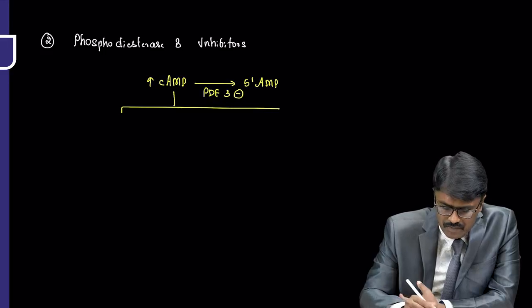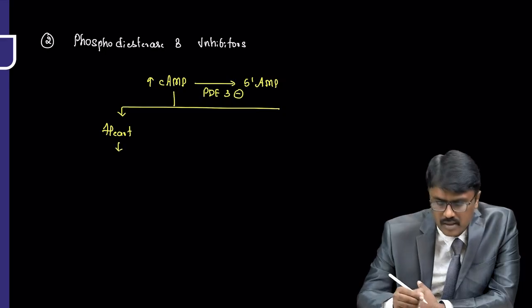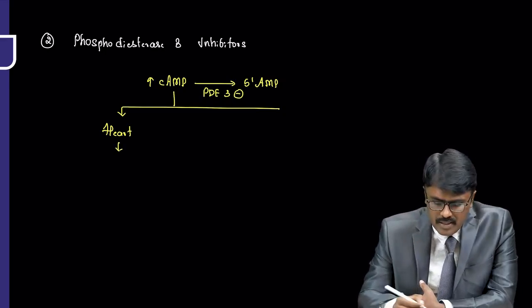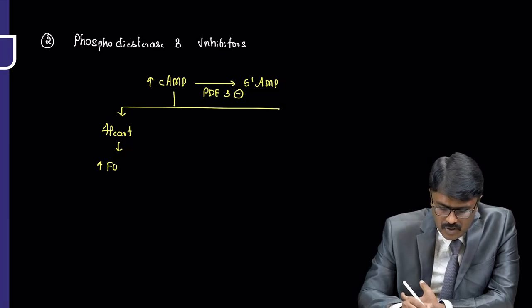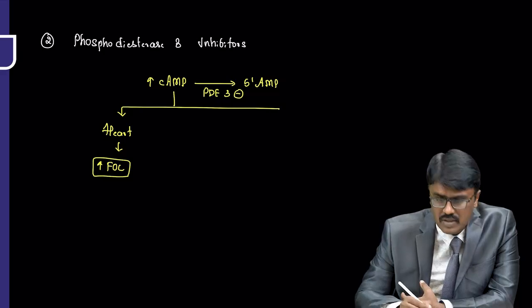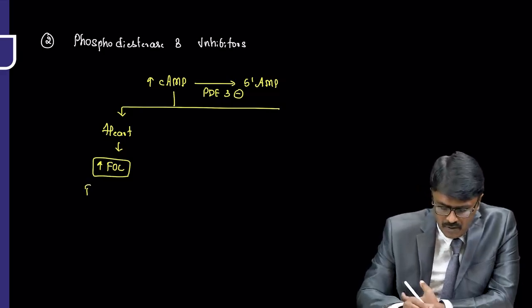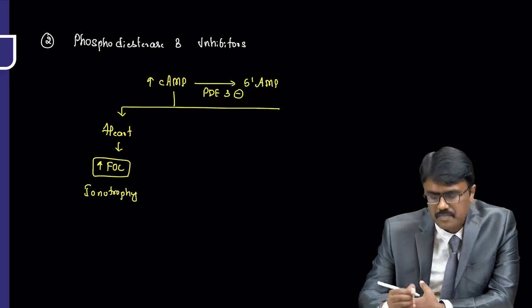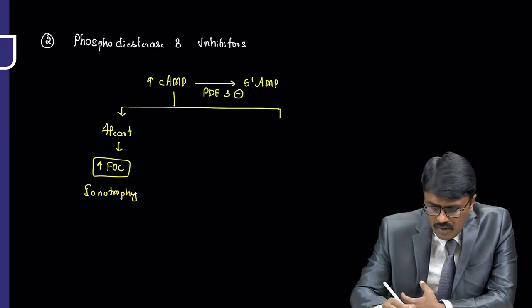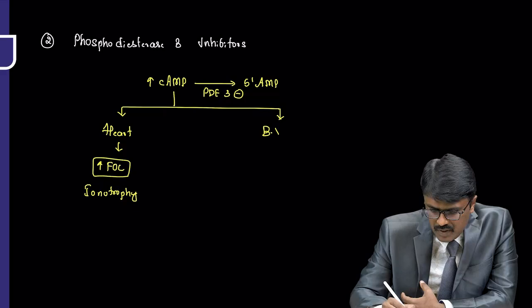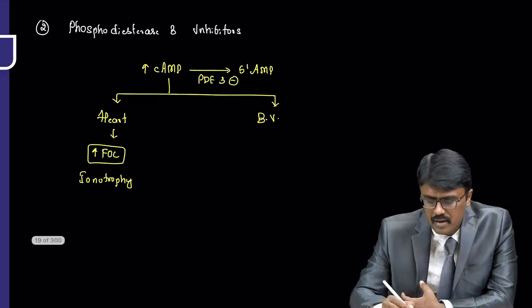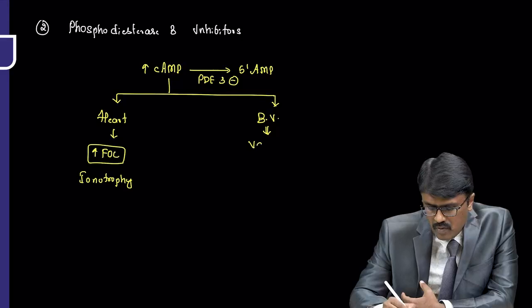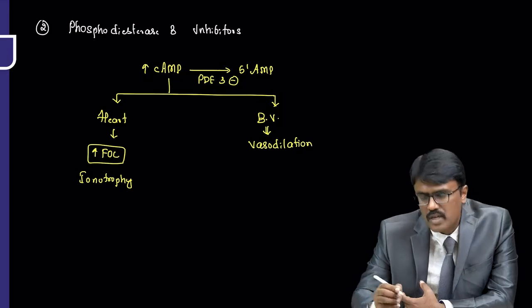It has 2 roles. One is in the heart. I explained to you, in the heart it increases the calcium entry. When the calcium increases, there is an increase in force of contraction. This force of contraction, in physio we call it ionotropy. So it increases the ionotropic action. Now in the blood vessel, if you increase the cyclic AMP, it is responsible for vasodilation. So it can cause vasodilation.